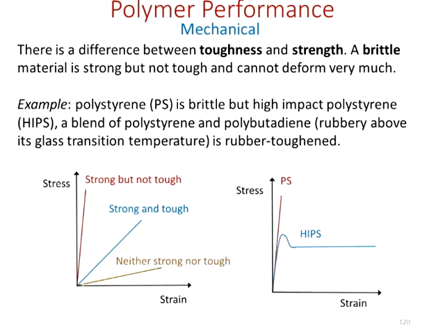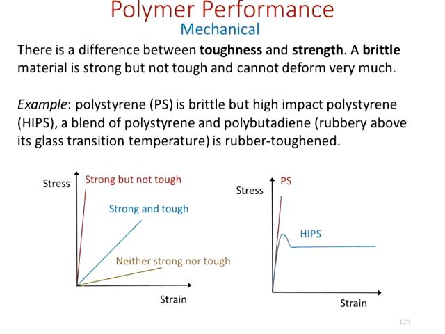There is a difference between toughness and strength. And that is the differentiation we like to make. Okay? There's a difference between toughness and strength. A brittle material is strong but not tough and cannot deform very easily. You got it? So you can have a brittle material that's strong. It's a very strong, brittle material, but it's not very tough. So you keep that in mind.